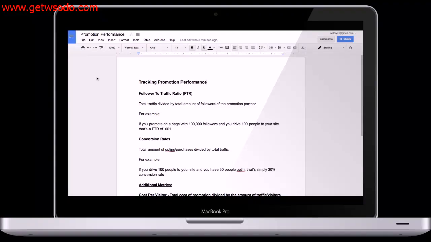Now this is the things that you're going to want to track. You're going to want to measure these things and keep a really close eye on them. Now there's a lot of things to track, but these are the key metrics that we look at for every single promotion. And the first one is the follower to traffic ratio, what we call the FTR.